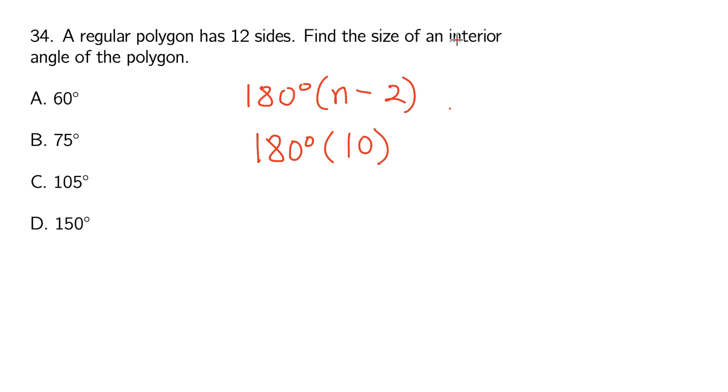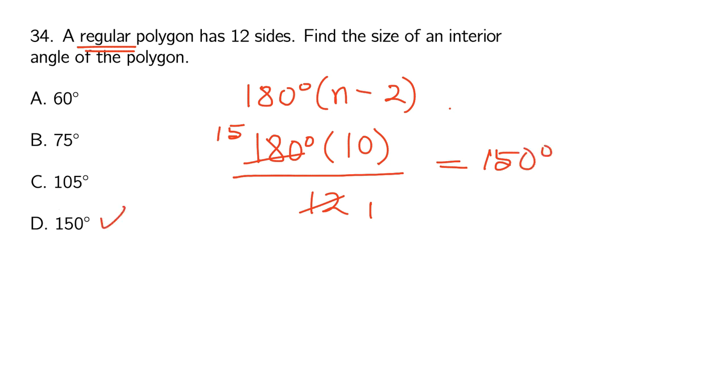Now we're being asked to find the size of one interior angle of the polygon, but the polygon is regular, which means that all the angles are of the same size, and there are 12 of them. So this is the sum of the interior angles. There are 12 of them. They are all of the same size. So if we want to find the size of one, this is what we need to compute. And again, we can use our calculator, but we can also just do it by hand. 12 divides 180, 15. So we get 150 degrees, which is D.